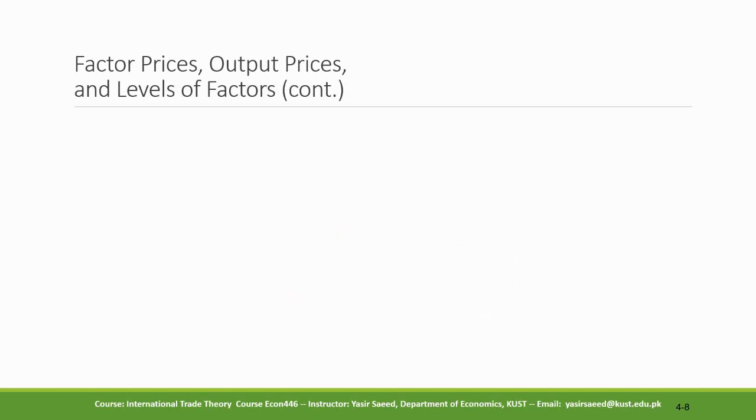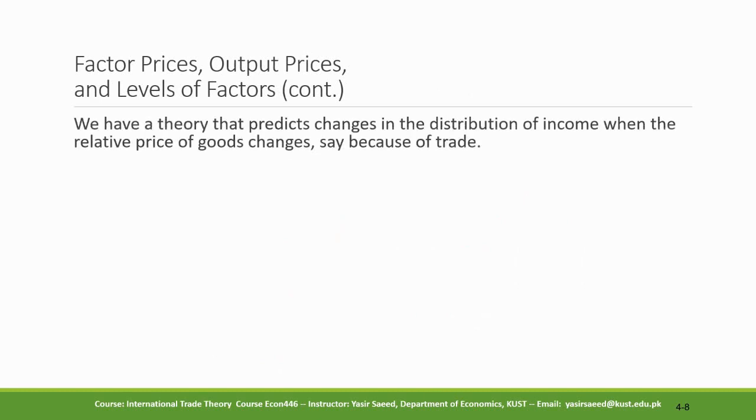The basic summary of this discussion so far is that we have obtained a theory that predicts changes in the distribution of income when the relative price of a good changes. Let's say this change in price occurs because of an increase in prices. Let's say that we had a dollar that was selling at 100 rupees. Now the dollar has risen to 150 rupees and it has changed the overall price structure within the country.